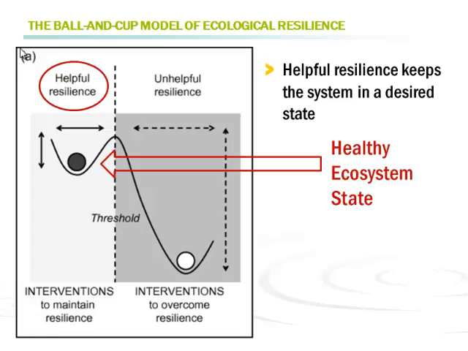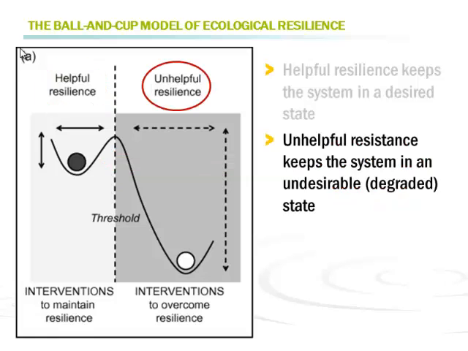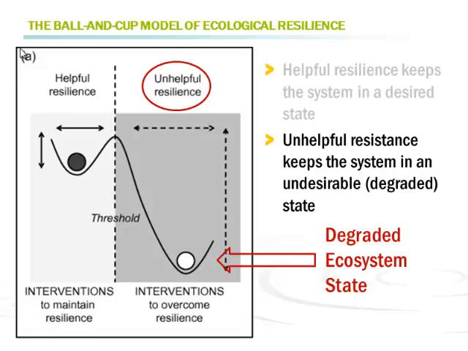So if you're up here in this desired state, then what you want to do is manage to help enhance and promote that helpful resilience and keep the ecosystem in that desired healthy ecosystem state. But if you're down here in an undesirable degraded state, then any resilience there is really tends to keep that ecosystem in that degraded condition. So the term that's been used to describe that is unhelpful resilience. So pretty simple terminology and concepts.